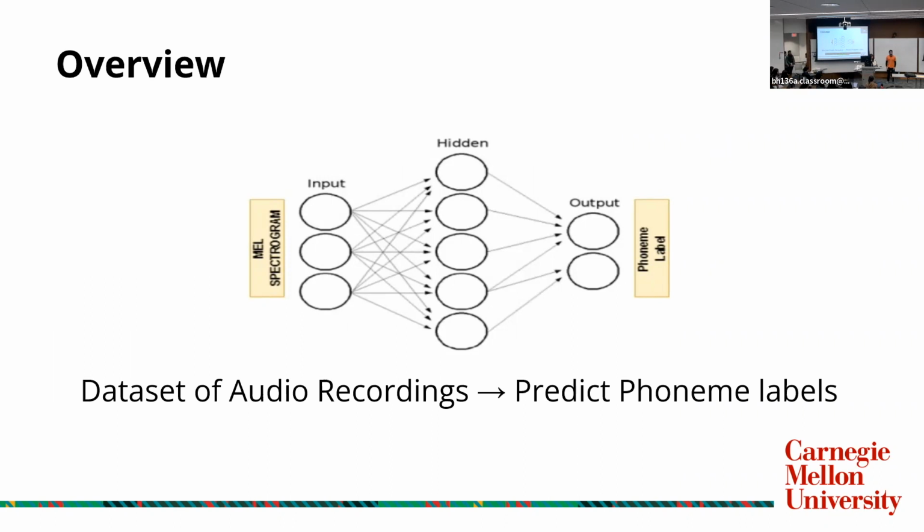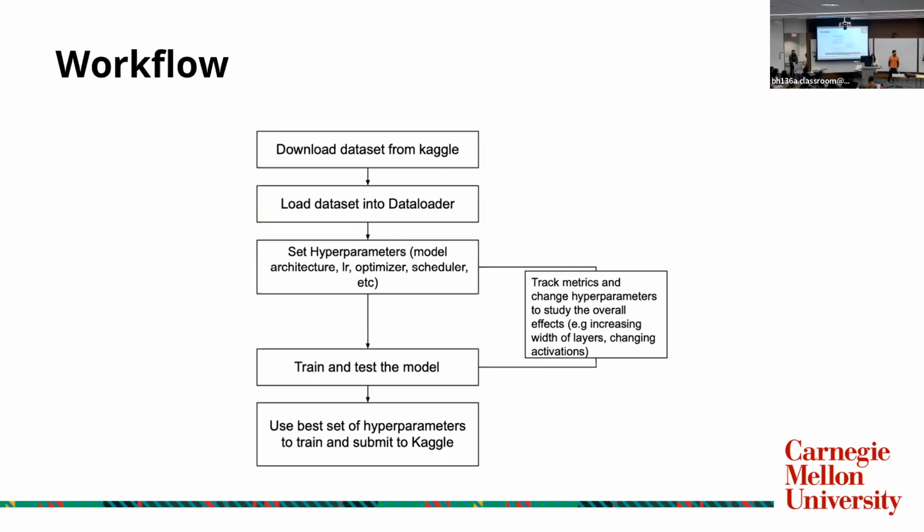The given data will be speech recordings and raw Mel spectrogram frames, and the task is to predict the corresponding phoneme state labels in the test dataset, applying the idea of the multi-layer perceptron that we learned during the lecture to train the model. The basic workflow will look like this, which is also included in your write-up as well.